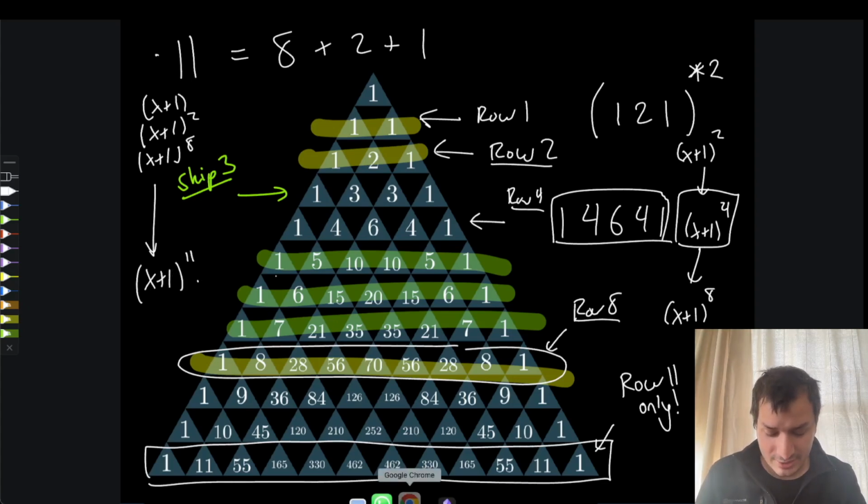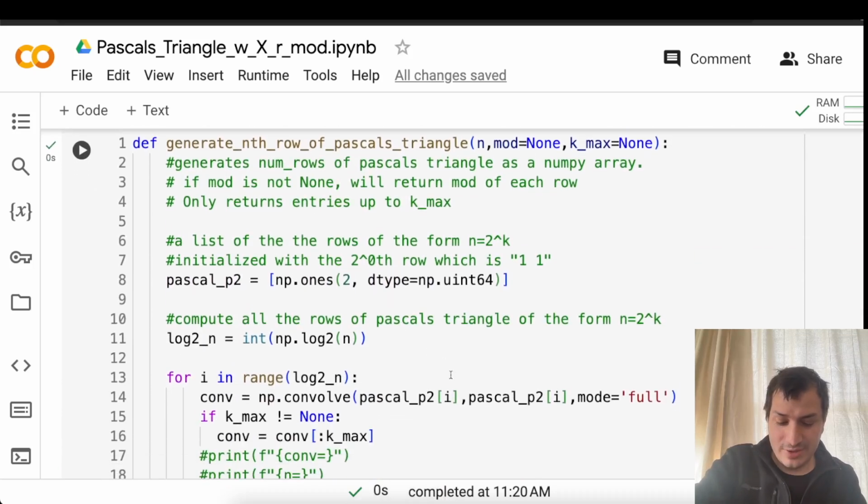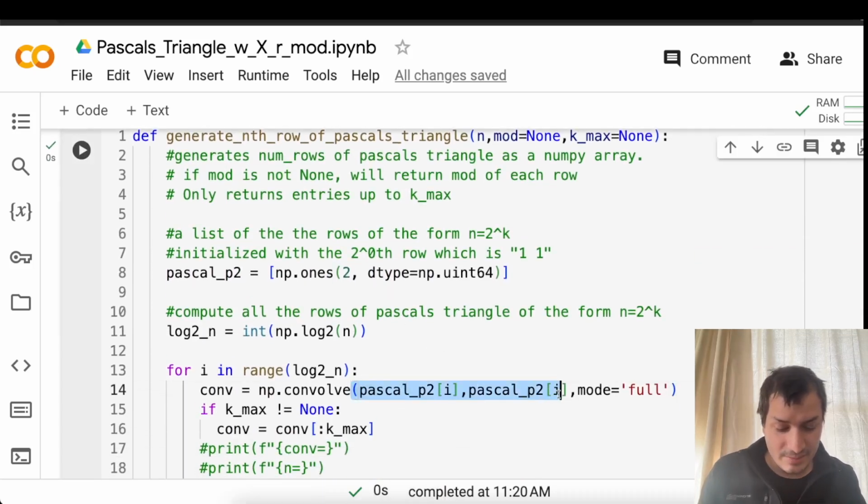So if you want to see some NumPy code, you can check it out. And what we're doing is calculating all these things by doing the convolution of all the powers. P2 stands for powers of 2 with themselves. And we do it a bunch of times.